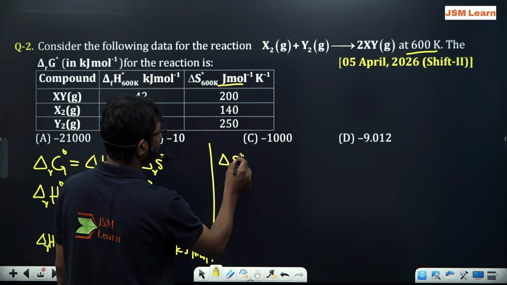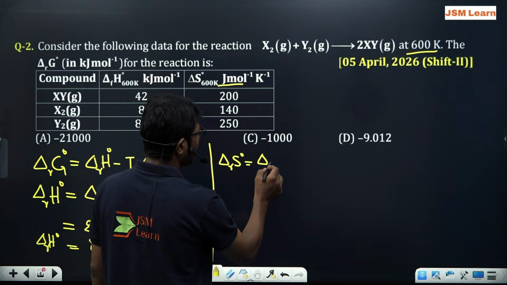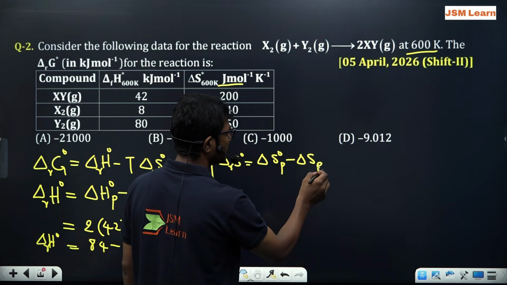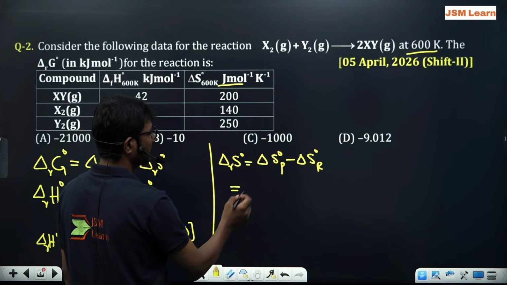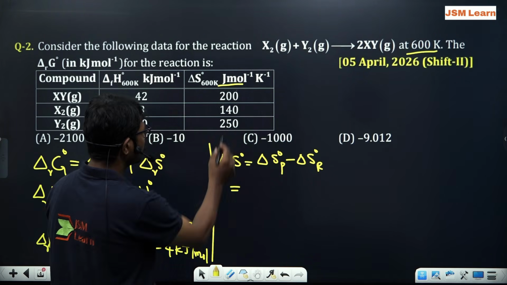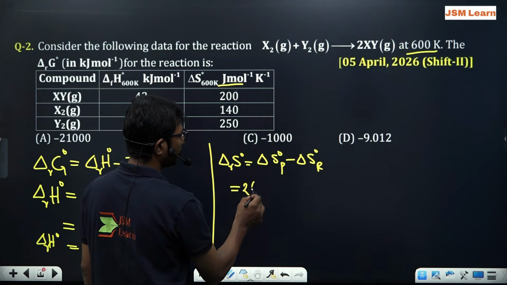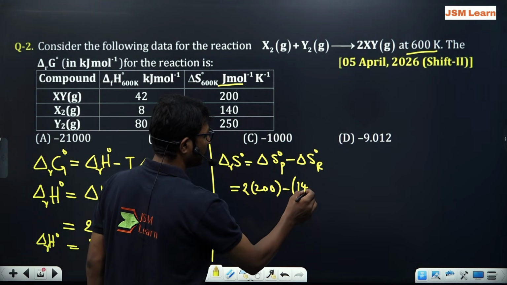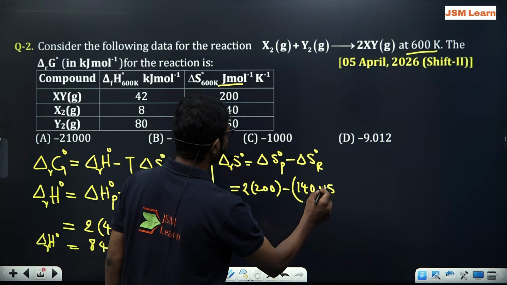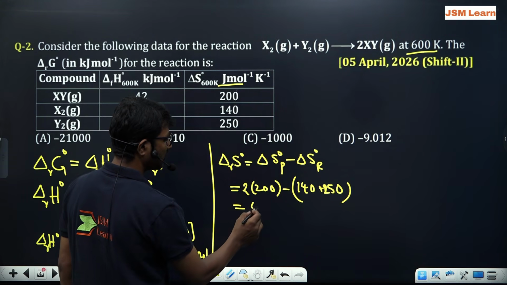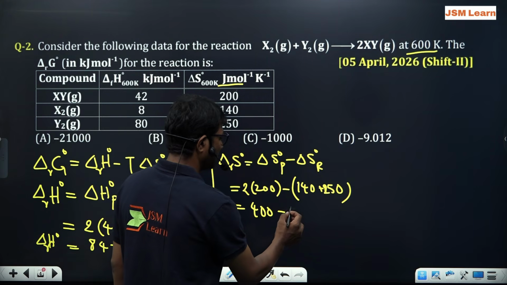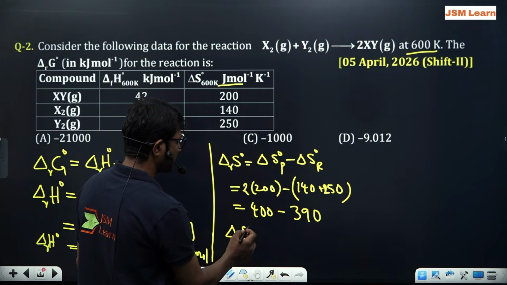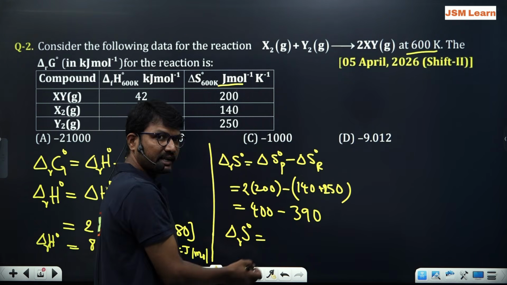Delta R S naught is equal to products entropy change minus reactant entropy change. So here, the products are XY, so 200 into 2, that means 400 directly we can write, minus of 140 plus 250. We'll get this as 400 minus 390. So delta R S naught will be 400 minus 390.